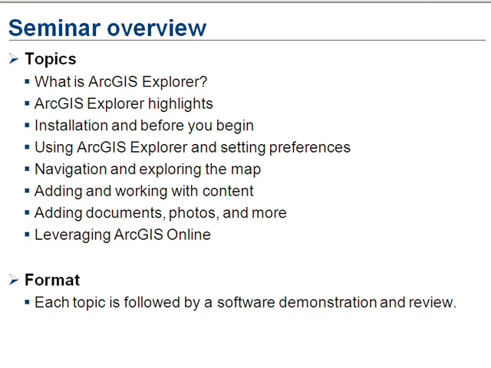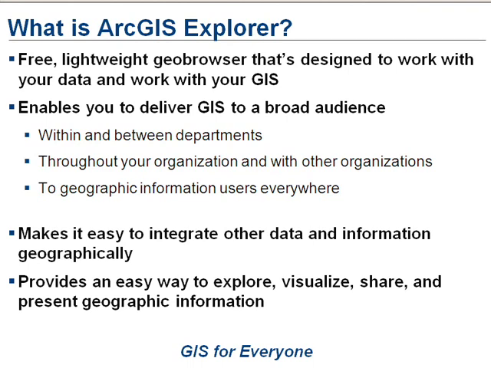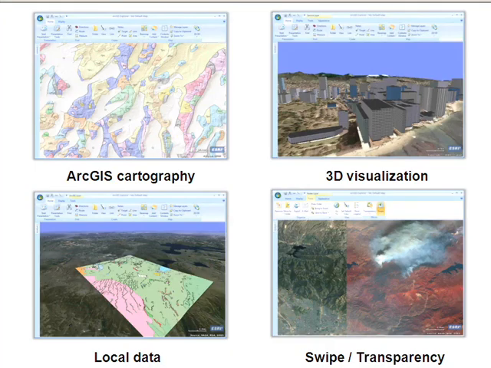What is ArcGIS Explorer? Simply put, ArcGIS Explorer is GIS for everyone. It's a free, lightweight geobrowser that's designed to work directly with your data and work with your GIS. ArcGIS Explorer enables you to deliver GIS to a broad audience, within and between departments that you work with, throughout your organization and with other organizations, and to geographic information users everywhere. ArcGIS Explorer makes it easy to integrate other data and information geographically and provides an easy and intuitive way to explore, visualize, share, and present geographic information.